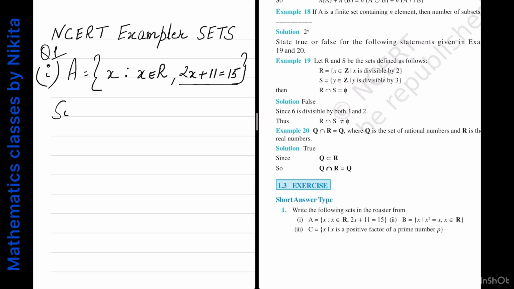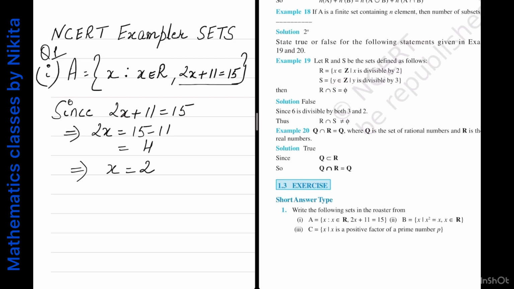So since we have 2x plus 11 is equal to 15, this implies 2x is equal to 15 minus 11, which is equal to 4, and this implies that x is equal to 2. So that means you have just one solution of this linear equation, and therefore A will contain only one element, which is 2. So A is nothing but the singleton set {2}. This is the roster form of A.